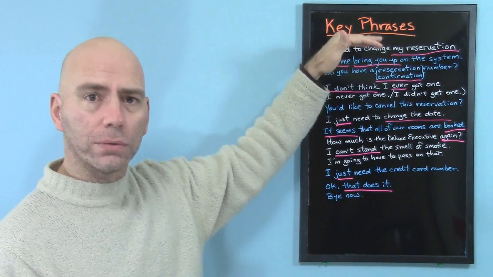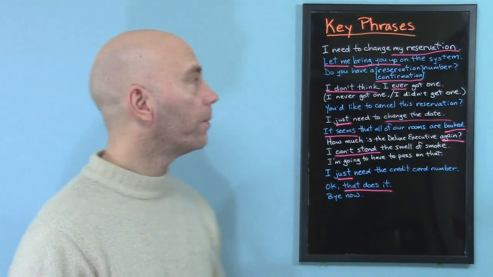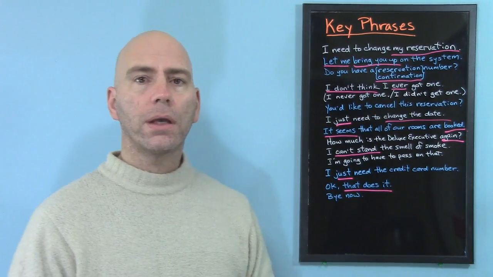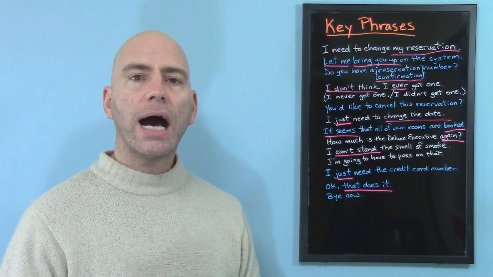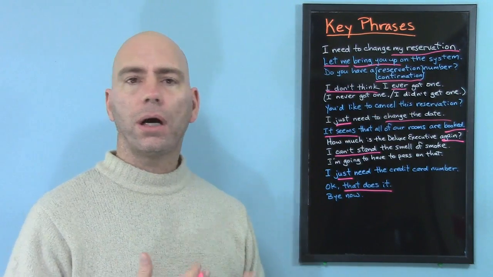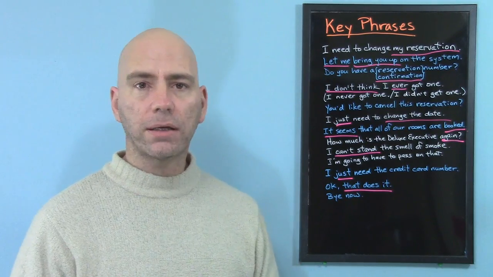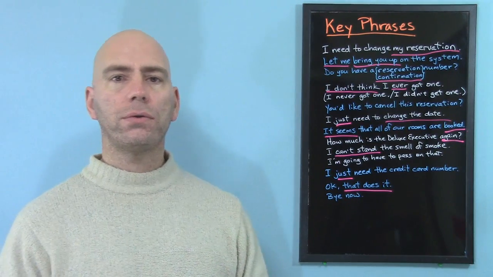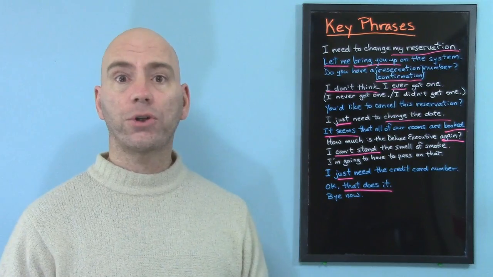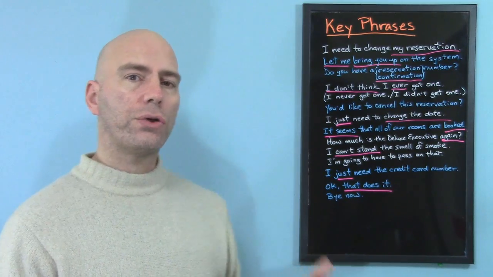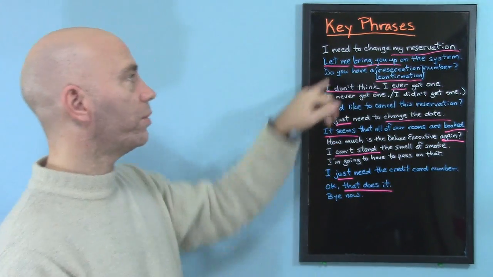I need to, blah, blah, blah. So I need to change my reservation. I need to buy some milk. I need to finish my work. Okay, so you can continue the sentence just using this pattern.